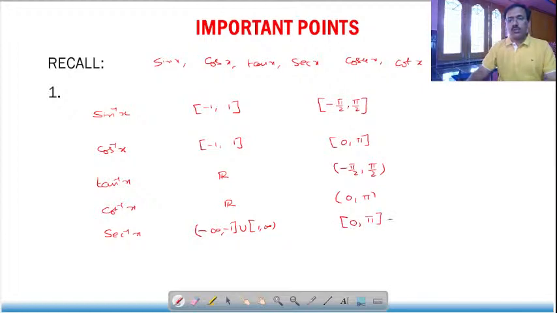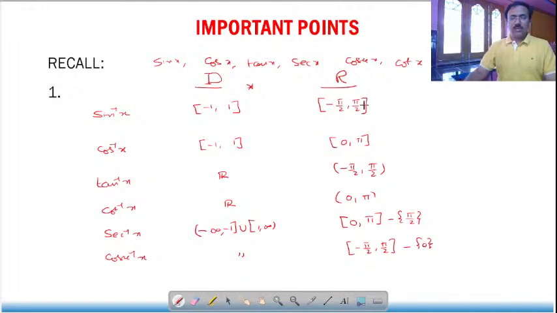except that you won't get pi by 2 as output. Cosecant inverse x has the same domain, and its range is like sine inverse x, minus pi by 2 to pi by 2 closed, except 0. Friends, in the problems, the domain and the range are going to play a vital role, especially the range.